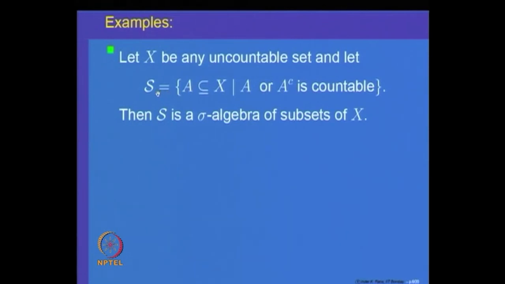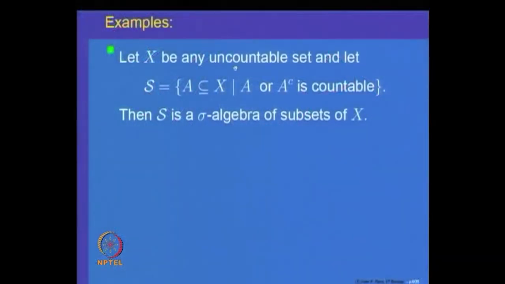Of course, the collection S still remains a sigma algebra, but its nature will change in the sense that, for example, if X is a countable set, you can try to prove yourself, then this collection of those subsets of X such that A or A complement is countable, in fact that will be all subsets of the set X. So, it is a non-trivial example only when X is an uncountable set. So, we have given an example of a collection S of subsets of a set X, which is a sigma algebra.